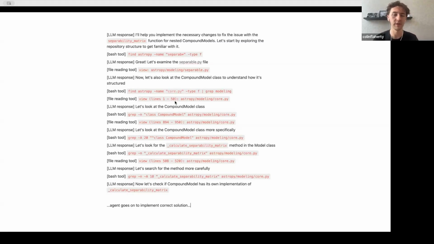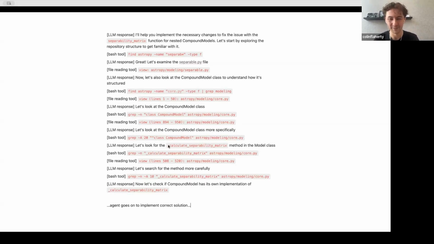One, because this is an option, it can optionally just look at a few lines, but also this is a much larger file. And so let's look at the compound model class. It does a grep. It still doesn't find what it's looking for. It does another file read. Still doesn't find what it's looking for and does another grep. Still doesn't find what it's, actually it finds it then.